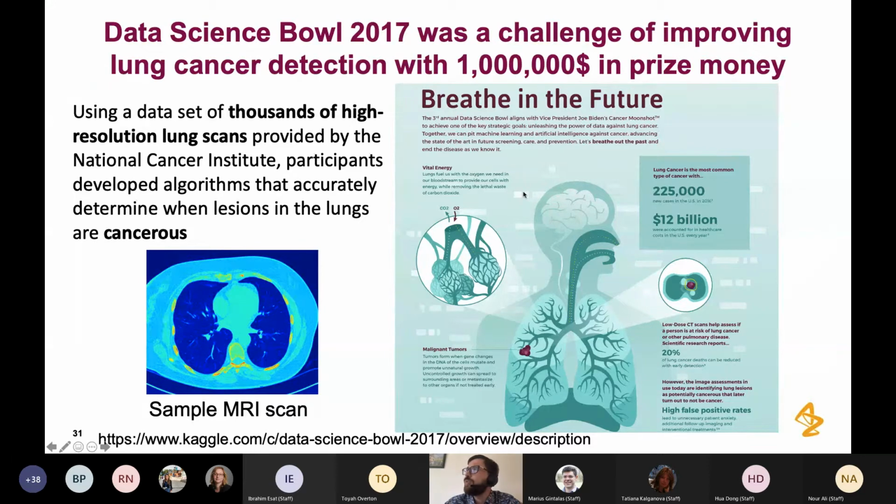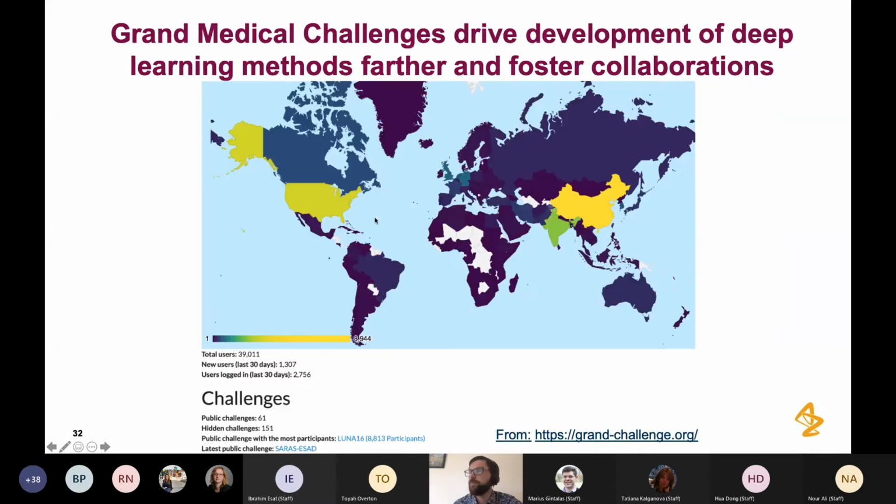Data Science Bowl, which was a challenge of improving lung cancer detection, and the prize money was $1 million. The problem was stated as using a data set of thousands of high-resolution lung scans provided by the National Cancer Institute of the United States. Participants developed algorithms that accurately determined whether lesions in the lungs are cancerous or not. So this is a sample scan, and you need to find some lesions and whether they're cancerous or not. I think the prize money also shows how much interest there is in identifying cancerous areas automatically and applying AI to medical imaging.